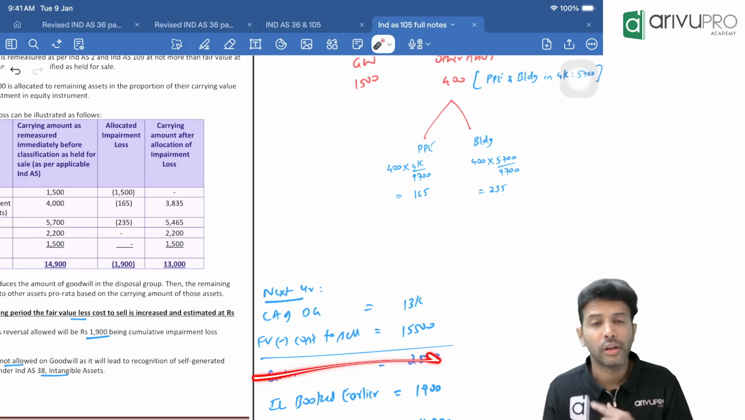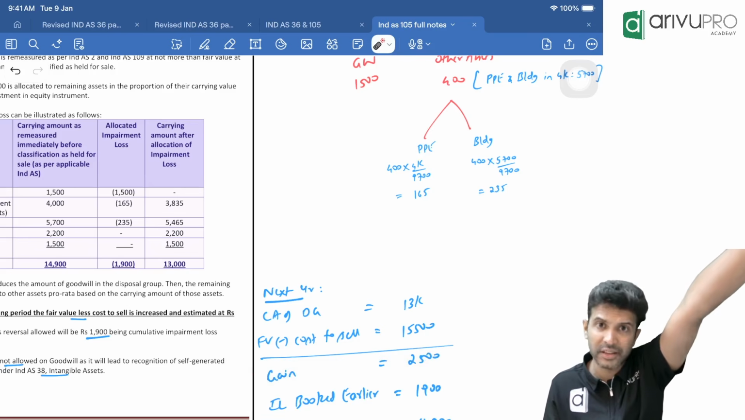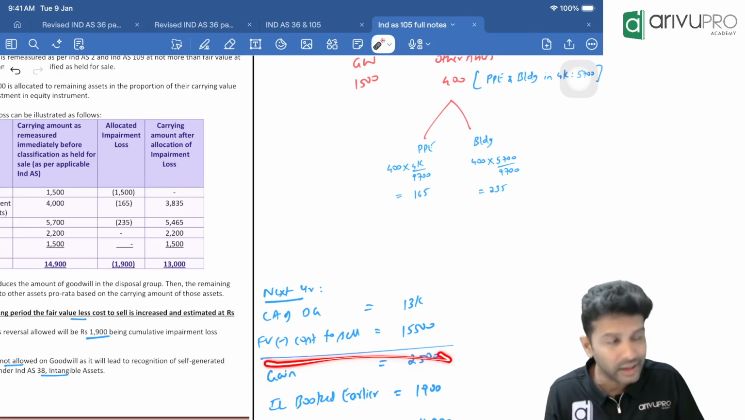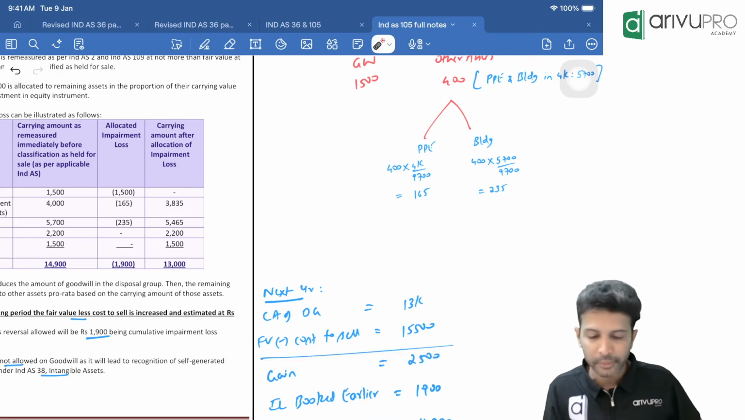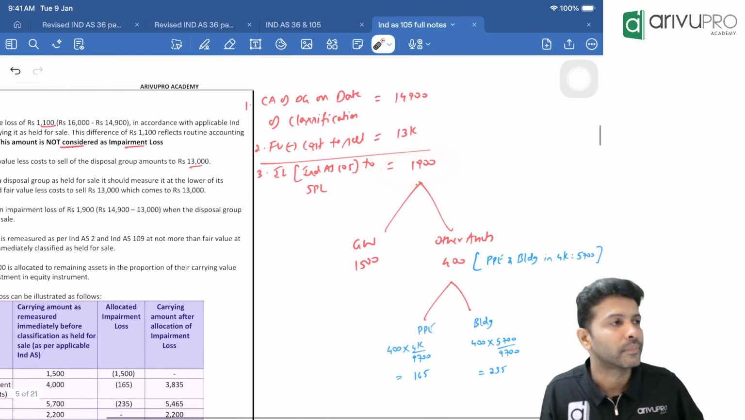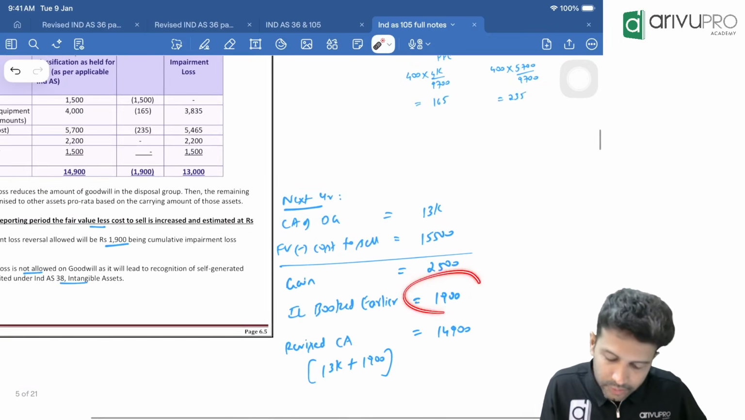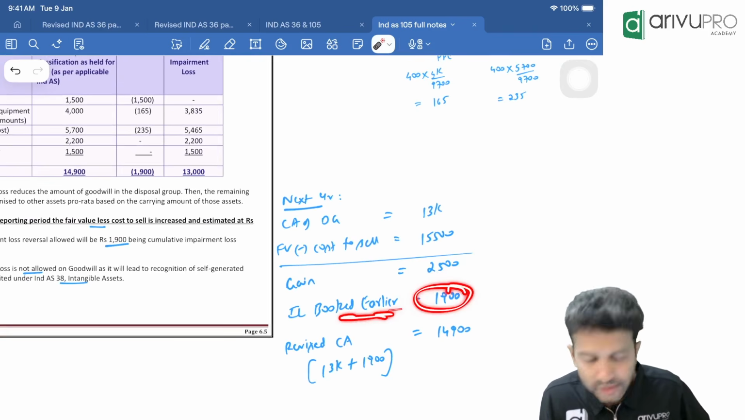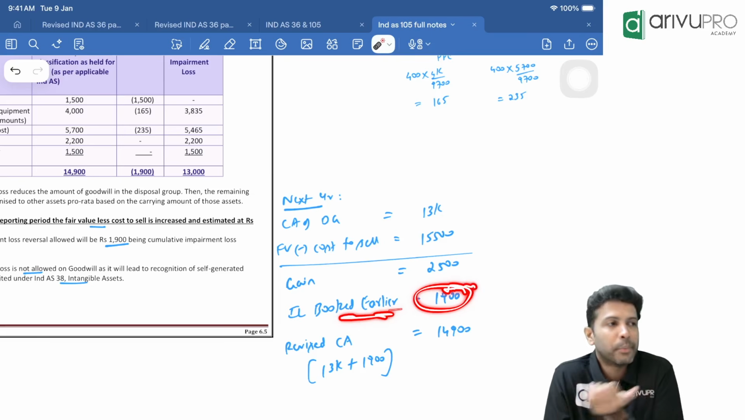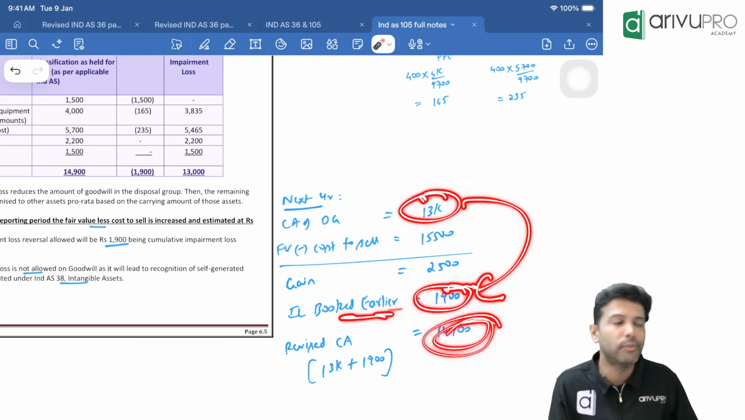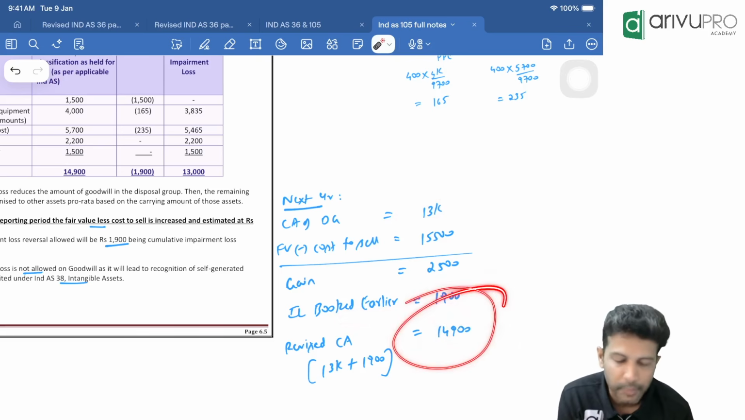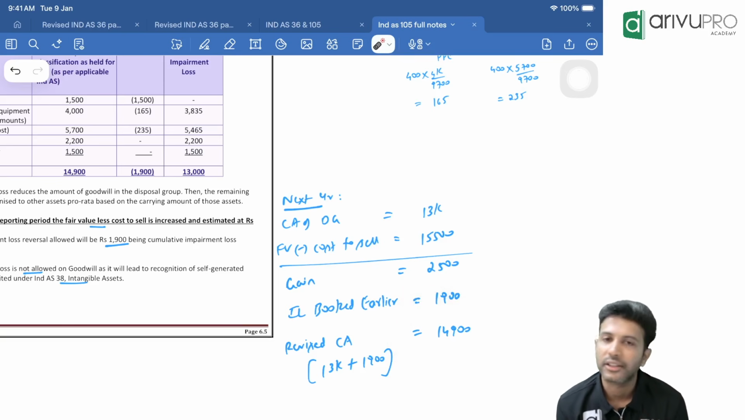But hang on. Whatever impairment loss you booked previously, can you reverse it? Yeah, you can't book this gain. But if you booked any impairment loss previously, that you can reverse. That is permitted. How much impairment loss did you book previously? 1,900. That you can reverse it. When you reverse, carrying amount will increase. From 13,000, carrying amount will increase by 1,900 and it will become 14,900, because the reversal of impairment loss is acceptable. Correct, Sarji? Yes.